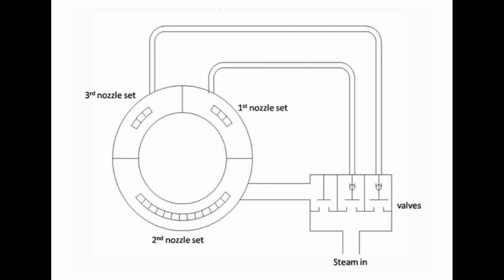Here they have set up three nozzle sets: first nozzle set, second nozzle set, third nozzle set, and then there will be some valves and a steam inlet and outlet system where we can supply the steam through the nozzles by adjustment of the valves and steam inlet system. After that, the steam is allowed into the turbine as per the required quantity.